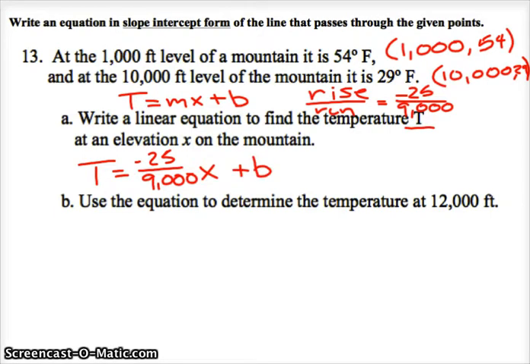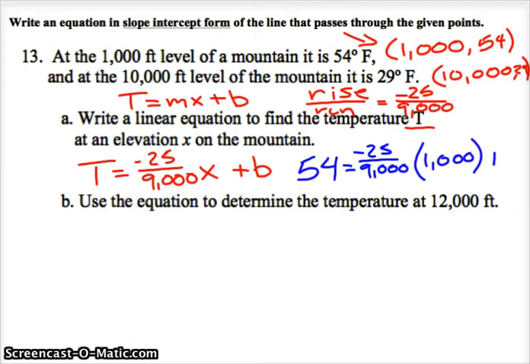Okay, now I need to find my y-intercept. To find my y-intercept, I'm going to take one of the points. I'm going to go ahead and use the top point here and substitute those in for temperature and my x, or my distance above sea level, or distance up the mountain. So my temperature is going to be 54. That's equal to negative 25 over 9,000 times 1,000, my x-coordinate, plus b.